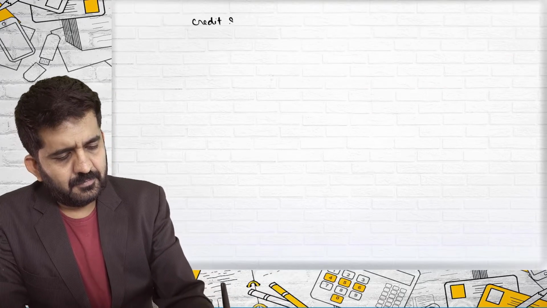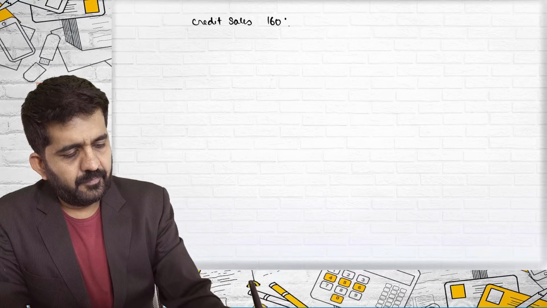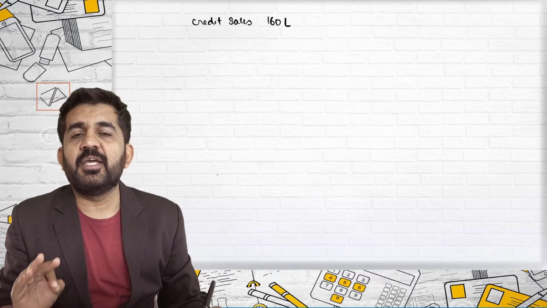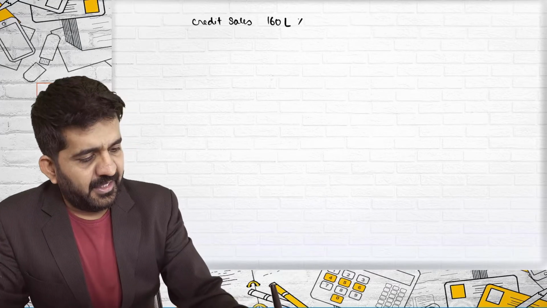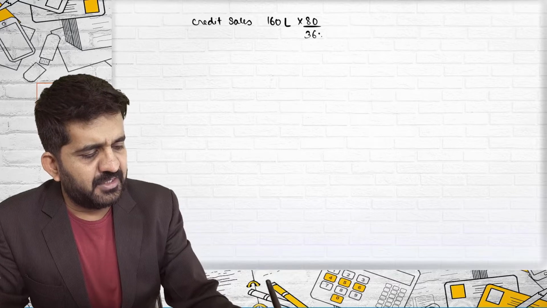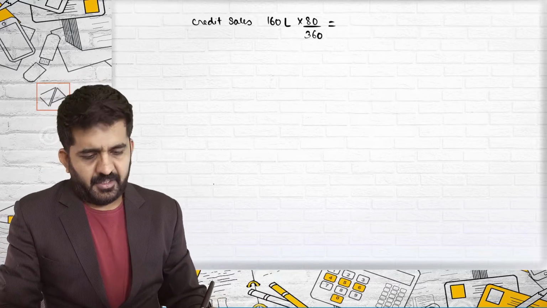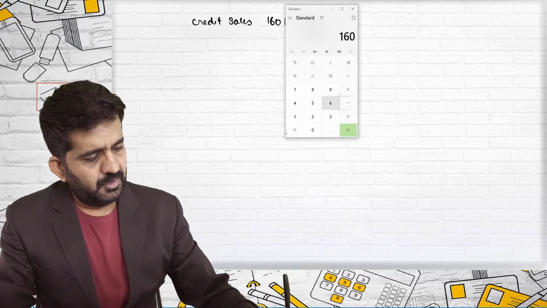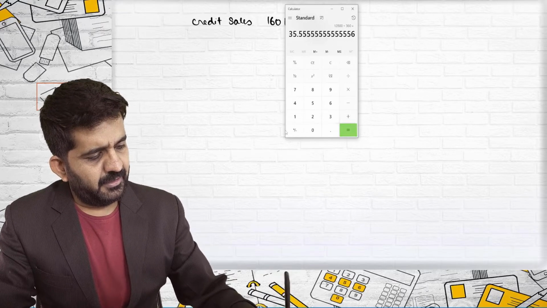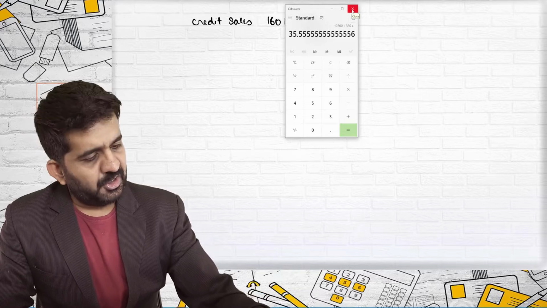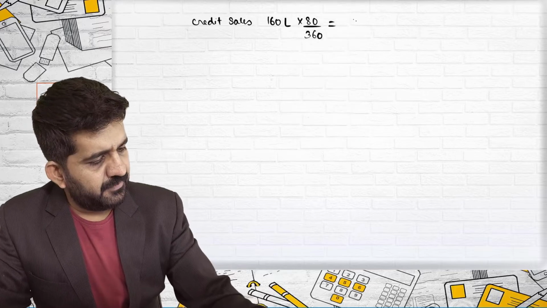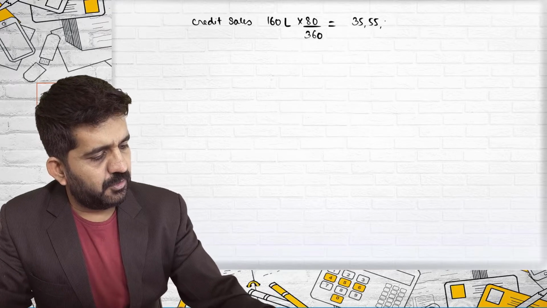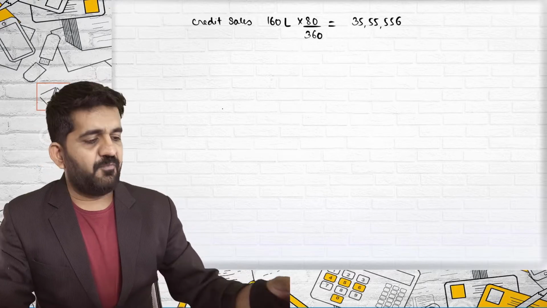If my credit sales is 160 lakhs, I am right now talking about only one cycle of debtors. That is, if debtors are created, how much debtors will be created in one cycle? It is 160 into 80 divided by 360. That is 35 lakh 55,556. What I am finding out?